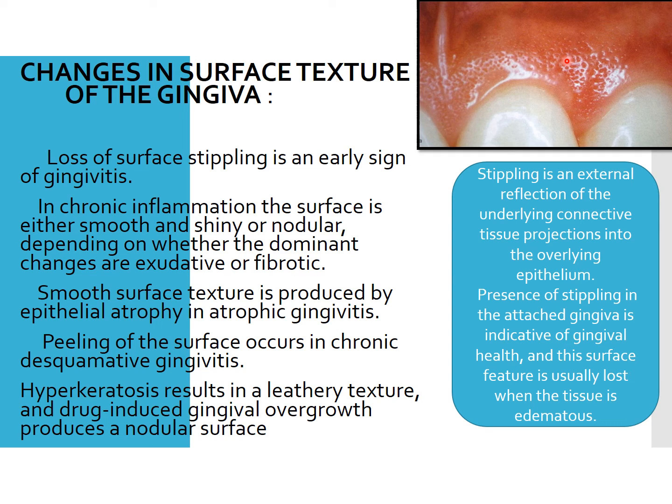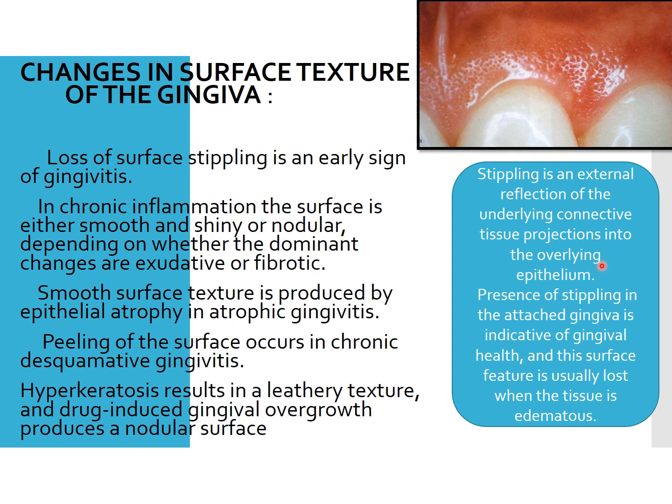It is an external reflection of the underlying connective tissue projections into the overlying epithelium. We have already studied the structures of the epithelium and the connective tissue. There will be papillary projections, and that is the main reason for this. These connective tissue projections into the overlying epithelium are seen as stippling.